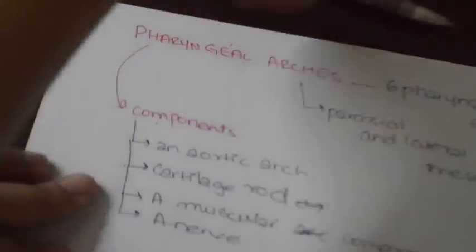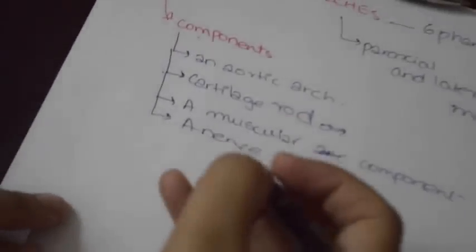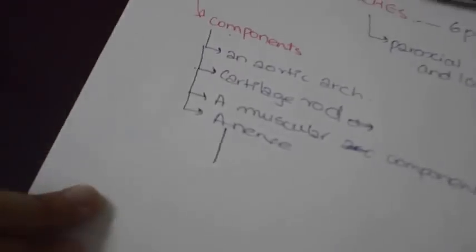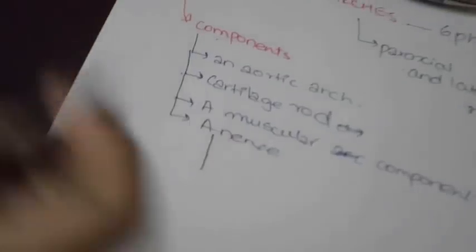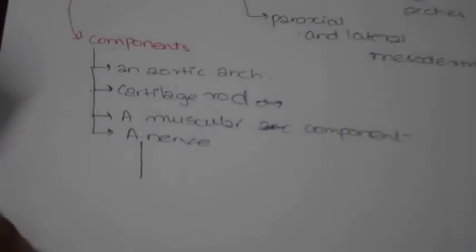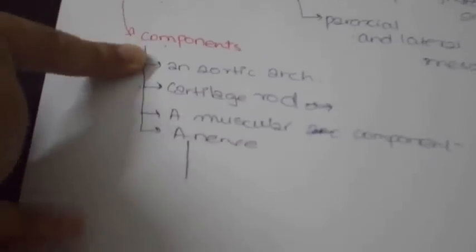Okay, about the nerve: the nerve is not derived from the pharyngeal arch. The nerve is actually from the neuroectoderm of the primordial brain and supplies the mucosa and the muscles of the pharyngeal arch. The nerve isn't directly derived from the pharyngeal arch. Neither is the aortic arch.